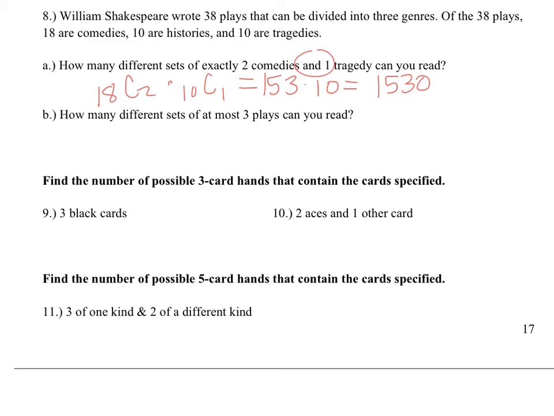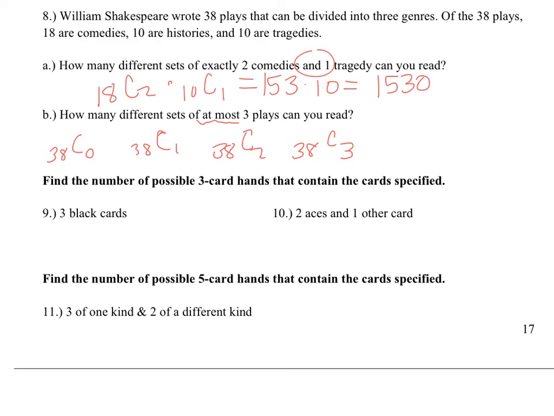Part B brings in something a little different. It says, at most. So this is no longer an and case, but we have several different possibilities we could consider. At most means no more than 3, but it leaves open the possibility of less than 3. So out of the total 38 plays, maybe we choose to read none of them. Or maybe we choose to read 2. Or maybe we choose to read the maximum 3.